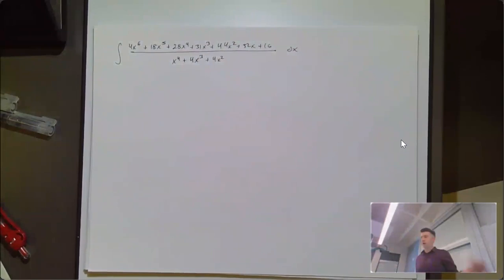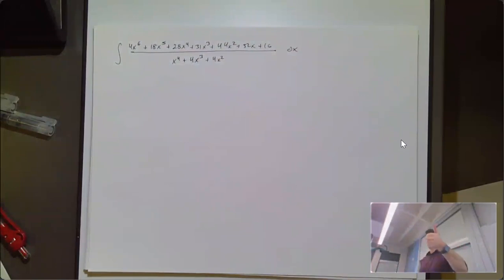U substitution is off the table, because if I let u equal the denominator, the derivative is going to be something x to the 3rd, and I have a much higher power. So that's not even a good choice. Can I do partial fractions here? Do I meet all the requirements?